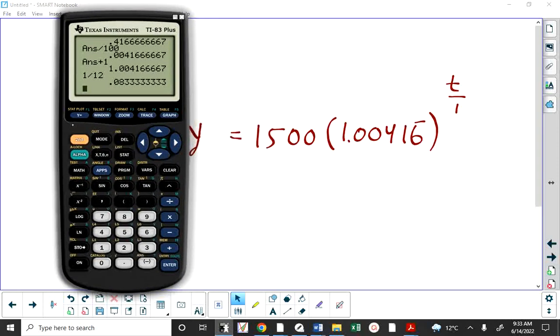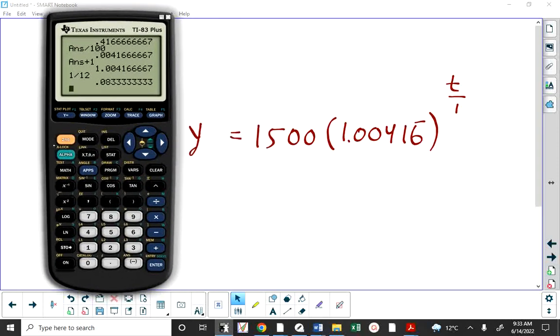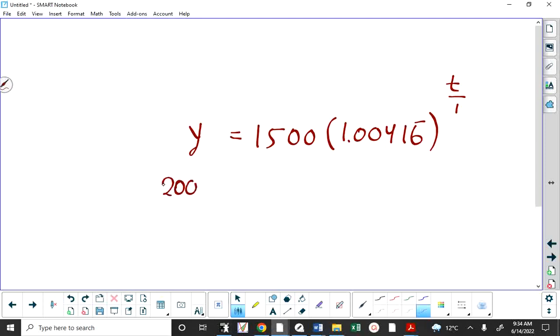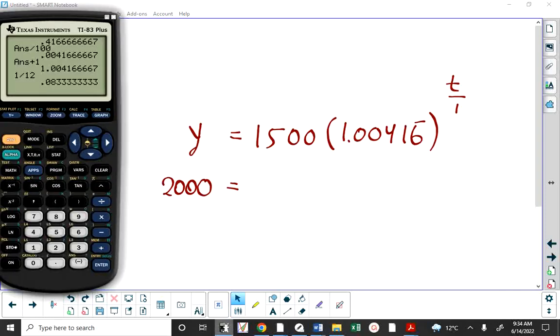Because this is such a complicated question up to this point, I'm not going to solve it algebraically. I'm going to solve it graphically. We want it to be equal to 2,000, don't we? So I'm going to put this expression into my calculator for y.